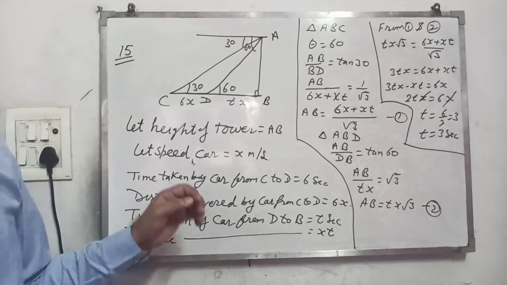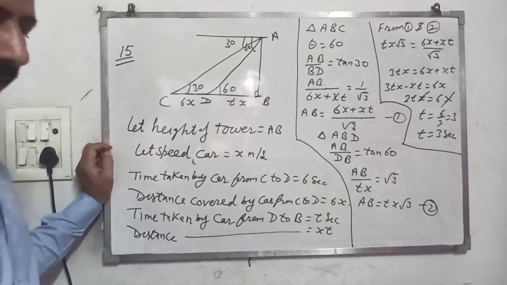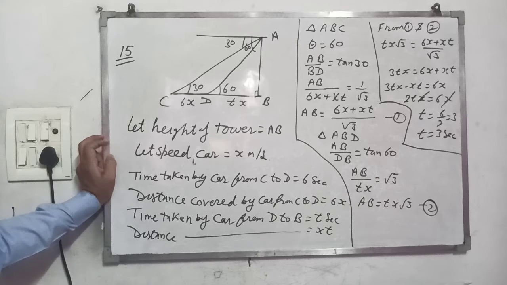Now come to the next question, that is question number 15. A straight highway leads to the foot of the tower. A man standing at the top of the tower observes a car at an angle of depression of 30 degree, which is approaching toward the foot of the tower with a uniform speed. 6 seconds later, the angle of depression of the car is found to be 60 degree. Find the time taken by the car to reach the foot of the tower from this point.